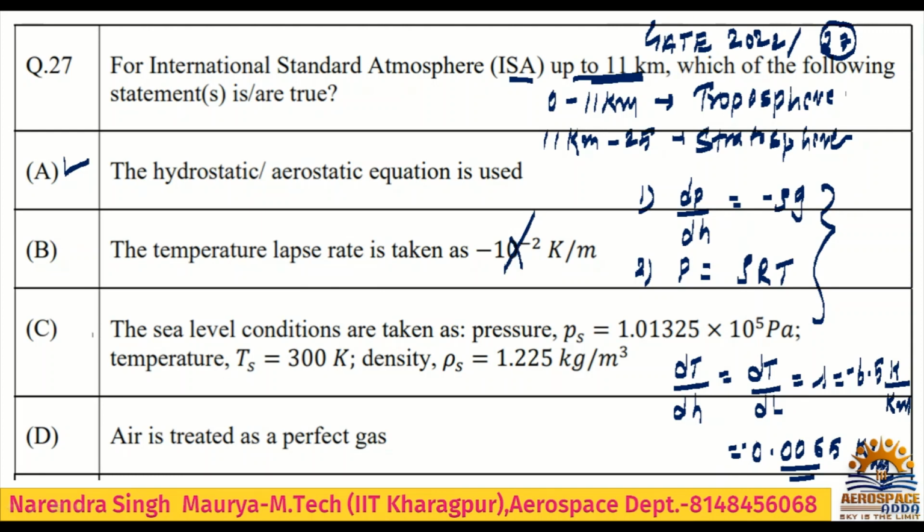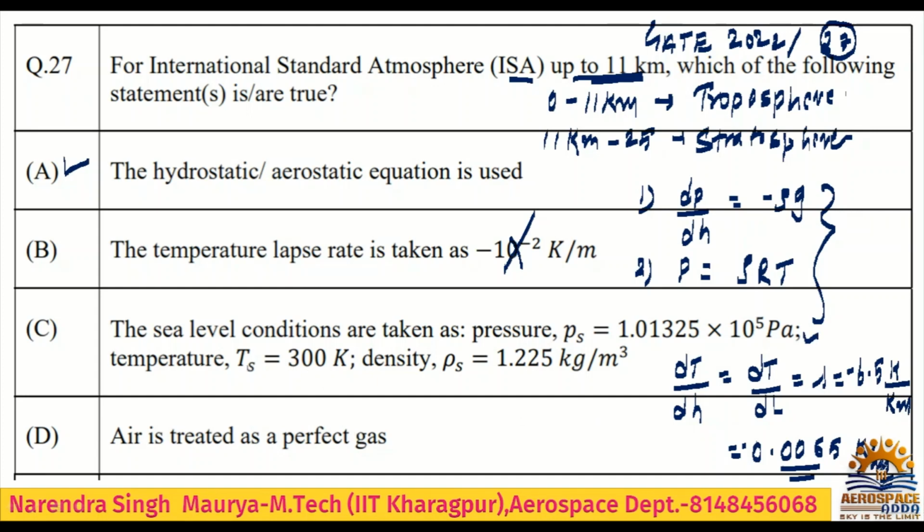All right. Now we'll go for option C. The sea level conditions are taken. Pressure, sea level condition they have given. So the static pressure is 1.01325 times 10 to the power 5 Pascal, or you can say 101,325 Newton per meter square. So this value is correct, no doubt.